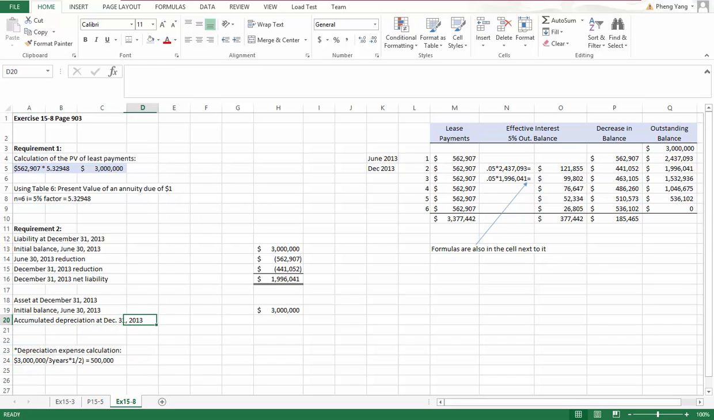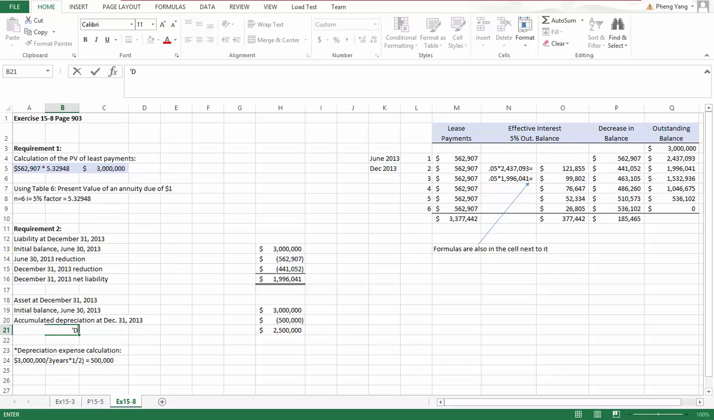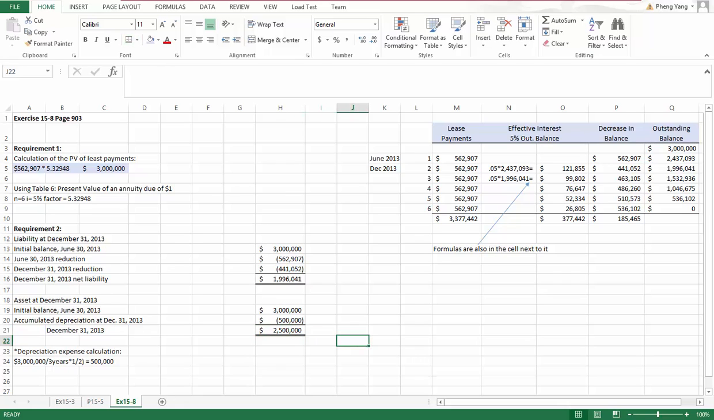So that makes my December 31st, 2013 balance for the asset $2.5 million. Okay, so that's requirement 2.